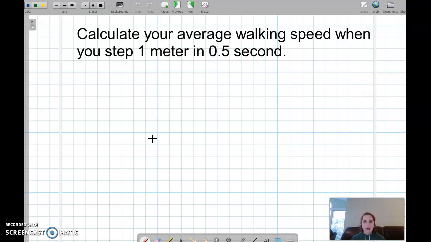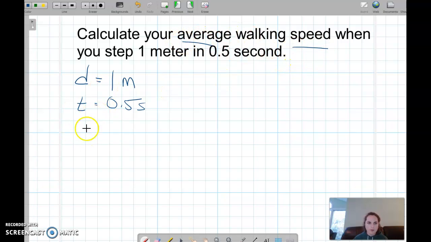So calculate their average walking speed when you step 1 meter in 0.5 seconds. Well, first thing that we do, because this is a physics problem, we write down our knowns. So D would be our distance. What is our distance here? 1 meter. And we're also given a time. So we have a time, we have some distance, and we are asked to calculate average walking speed, or average speed.